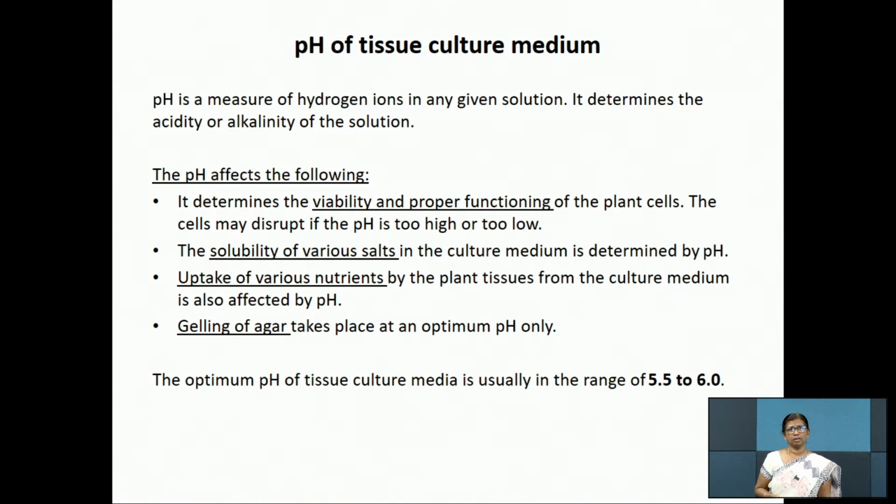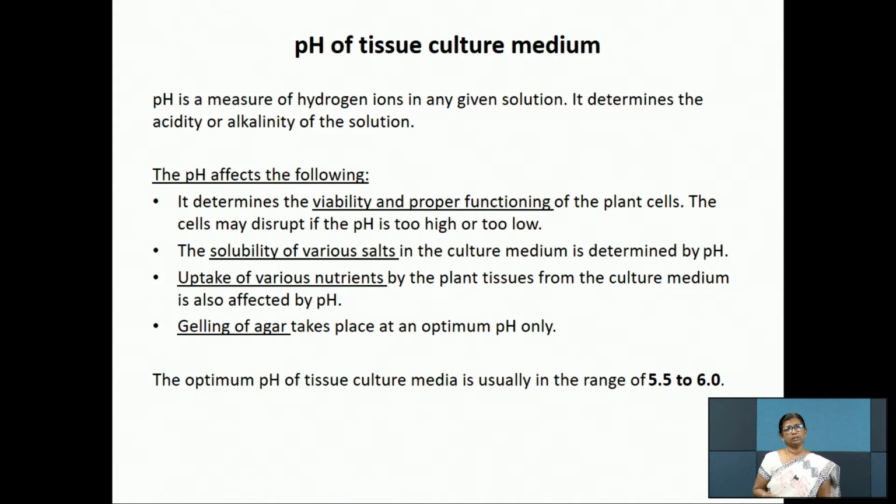Apart from these hormones, next is the pH of the tissue culture medium. The pH of the tissue culture medium is very important to maintain. It determines the acidity as well as the alkalinity of the solution. The pH determines the viability and proper functioning of the plant cells. This may be disrupted if the pH is too high or too low. The appropriate pH for tissue culture is 5.5 to 6.